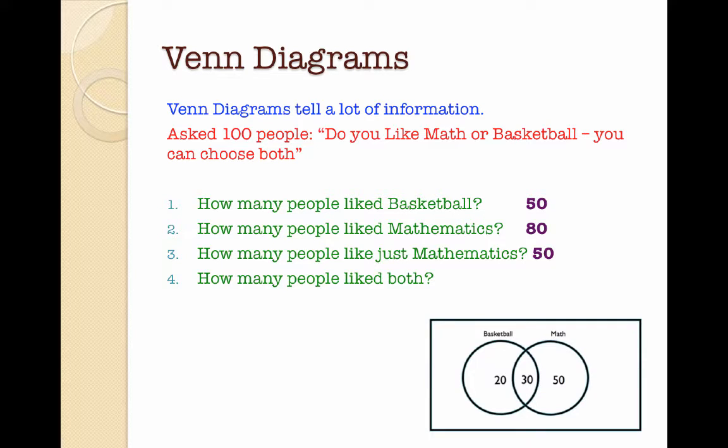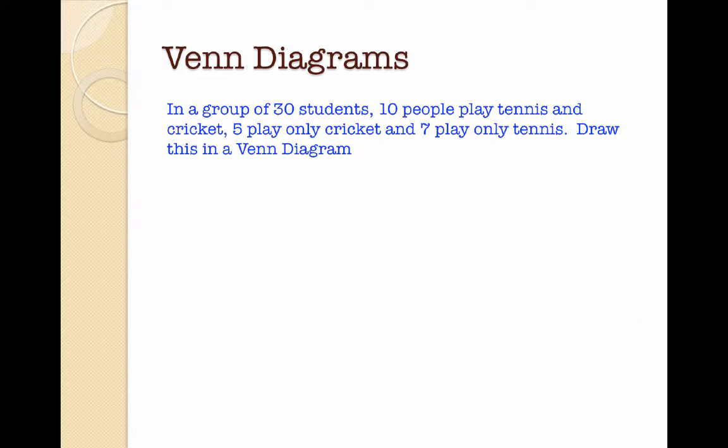Finally, how many people like both? Well, I've been talking about it throughout these questions. The people that like both include the ones that are inside maths and the ones that are inside basketball, and they cross over. This 30 is the number of people that like both math and basketball.